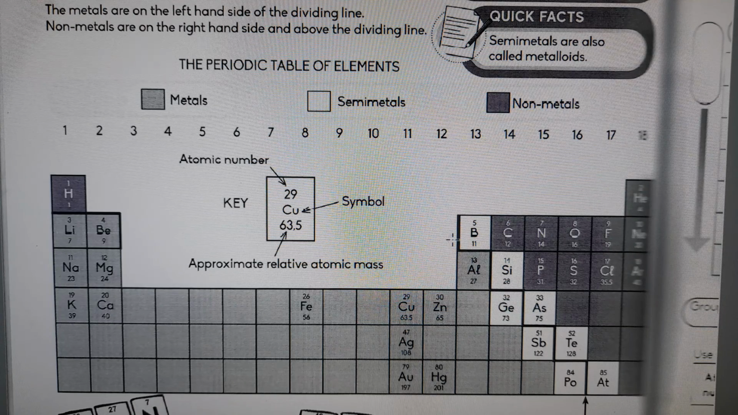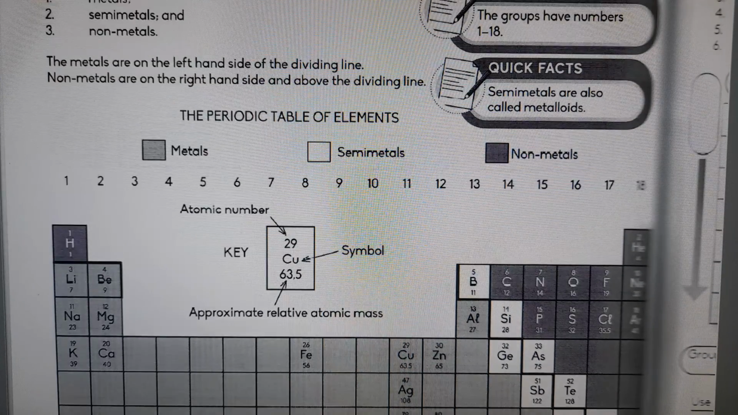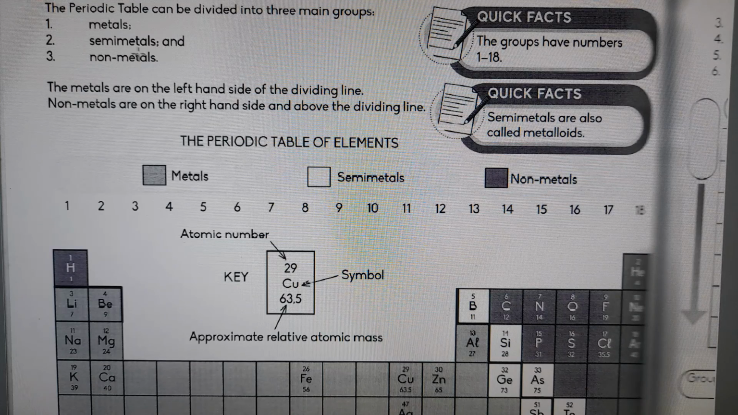So anything on the left hand side of this dividing line, you see it start here. The left hand side of the dividing line is the metals. Okay, and these metals are on the left hand side of the dividing line. Non-metals are on the right hand side and above the dividing line. Okay, so non-metals are the dark ones.